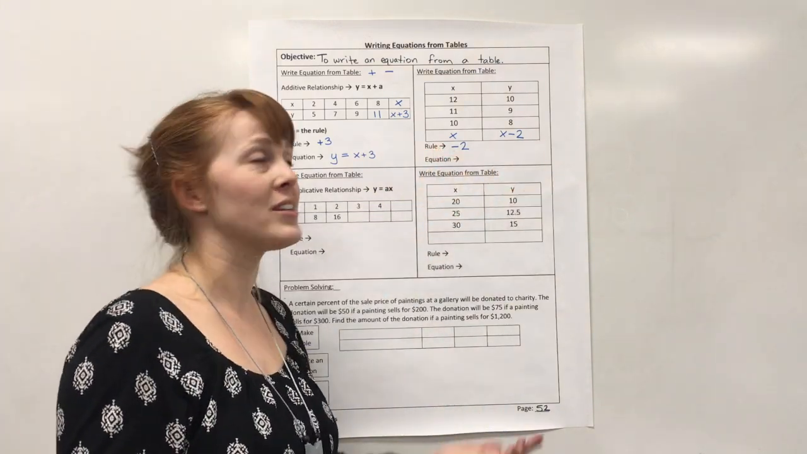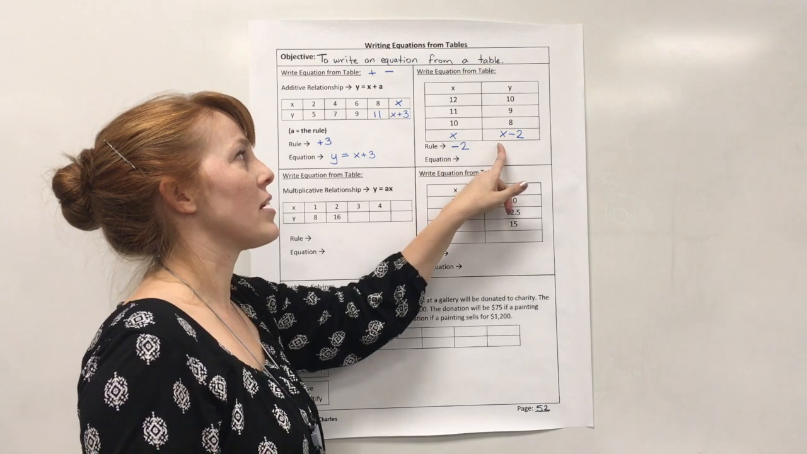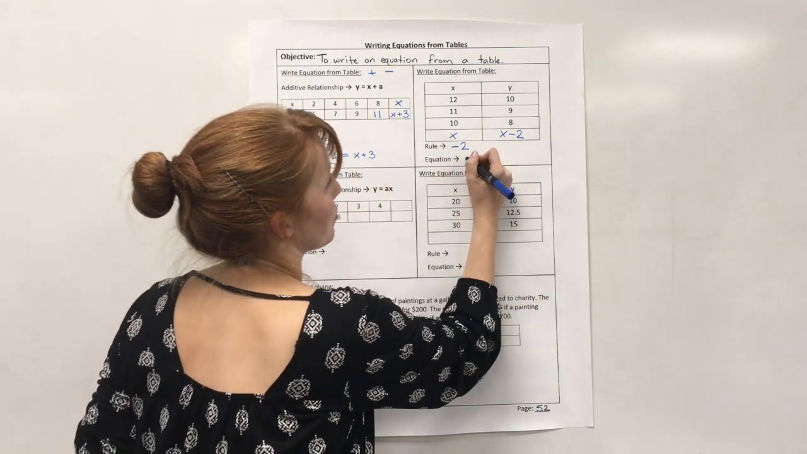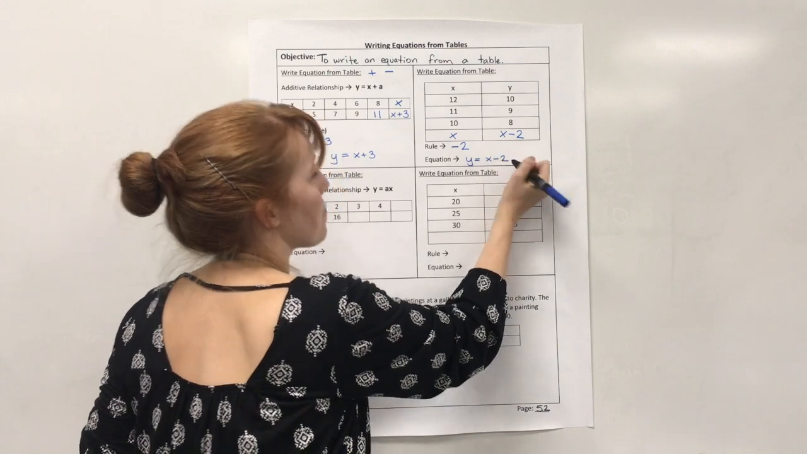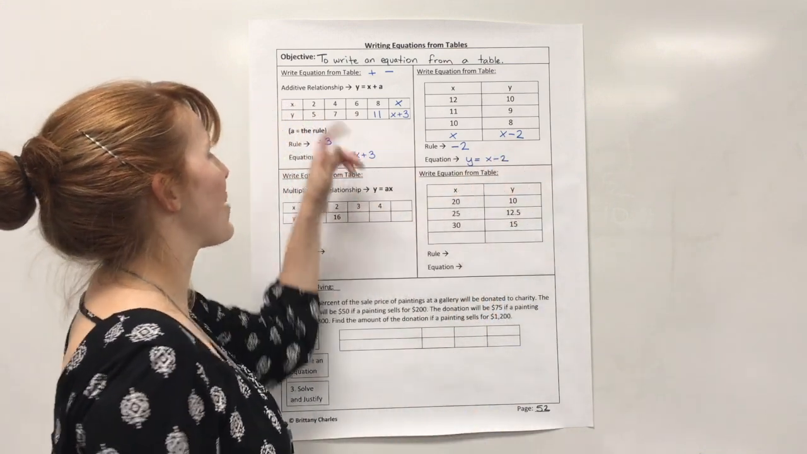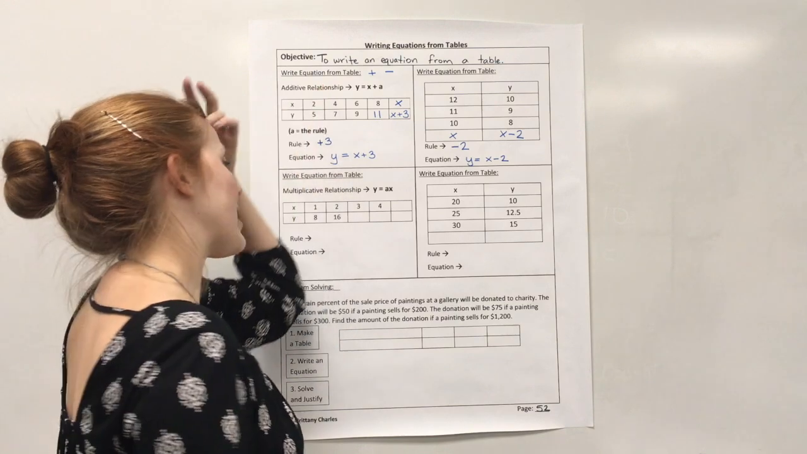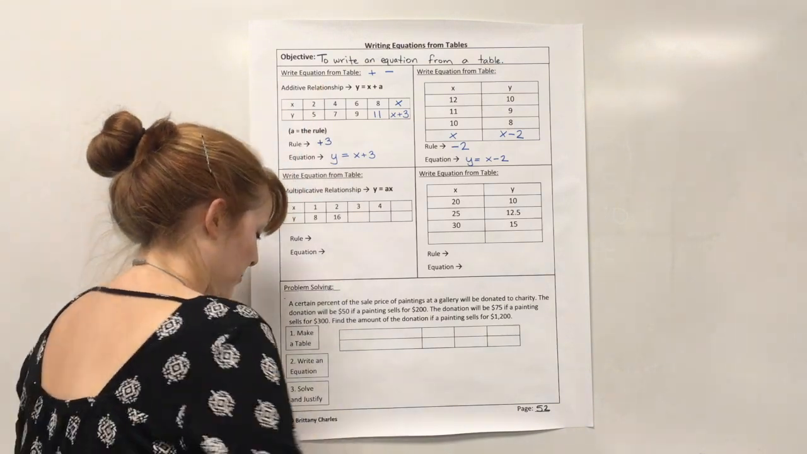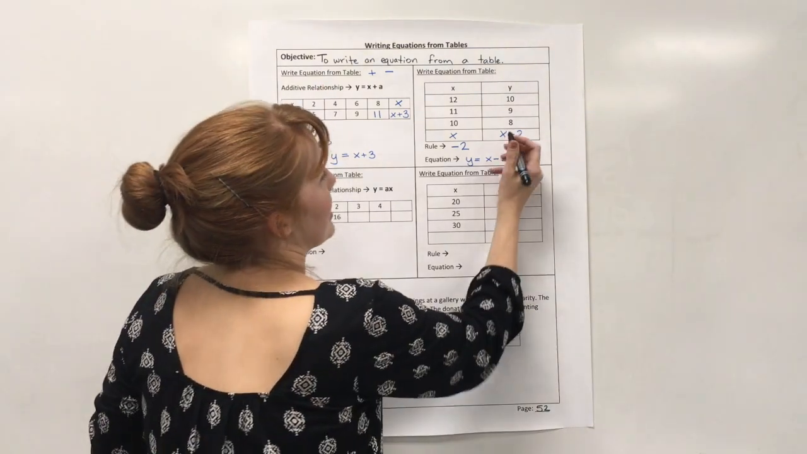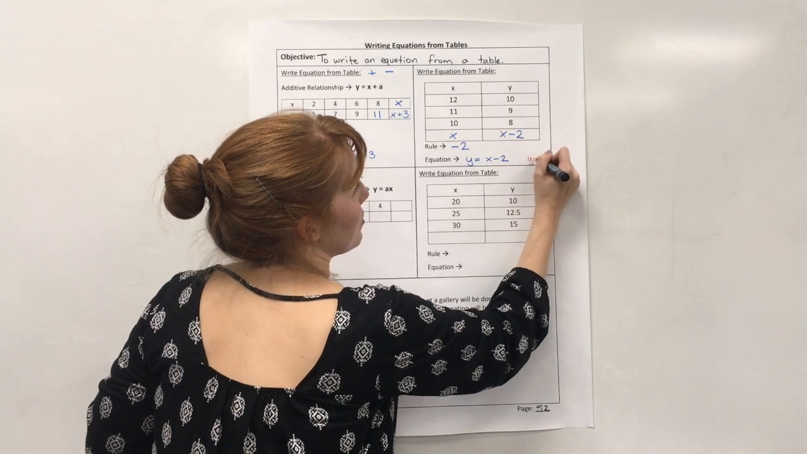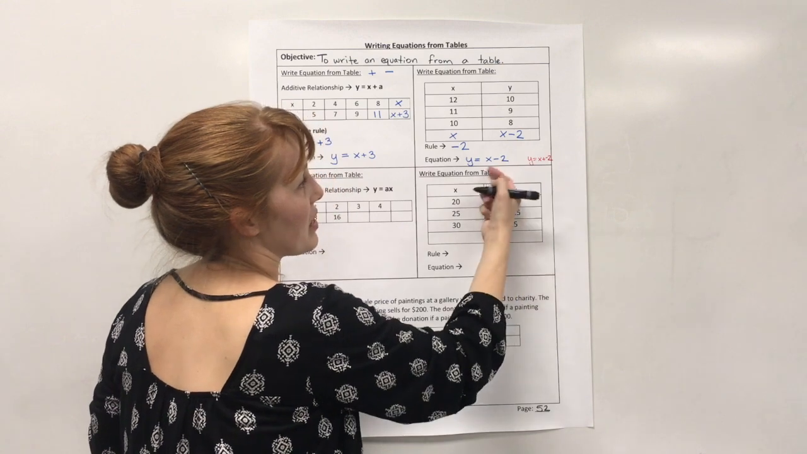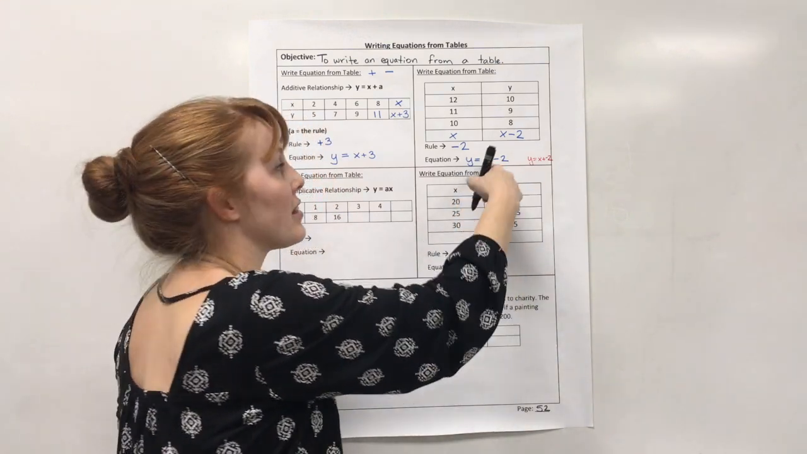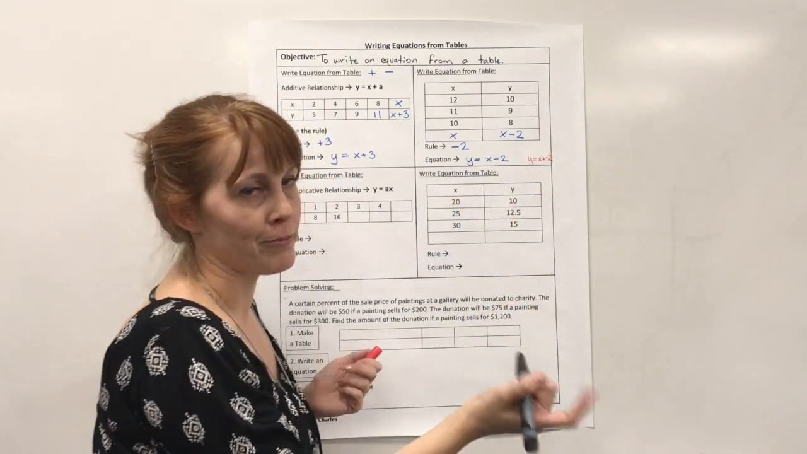So my equation is y equals x minus 2. I just set it equal to y. Both of these are examples of additive relationships. Again, I could also write this as y equals x plus negative 2. That would mean the same thing, because if I do keep, change, opposite, that would be x plus negative 2.